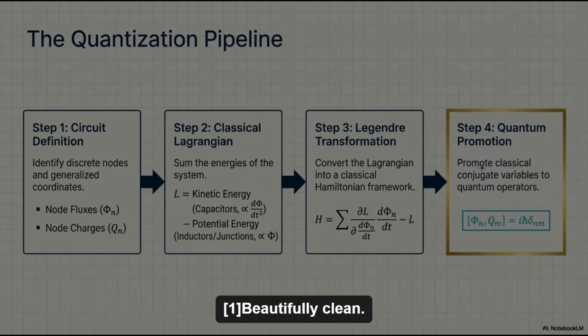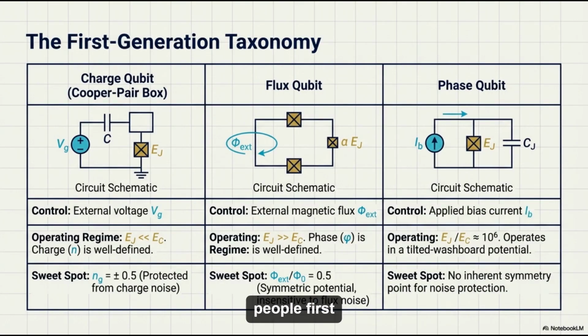Beautifully clean. So when people first started building these things, how many flavors were there? Three main ones, and each one leans on a different energy regime. Let's start with the charge qubit, also called the Cooper pair box. You control it with voltage, and EJ is much less than EC, so charge is your good quantum number. And its sweet spot: NG equals plus or minus a half. That's where charge noise cancels out.